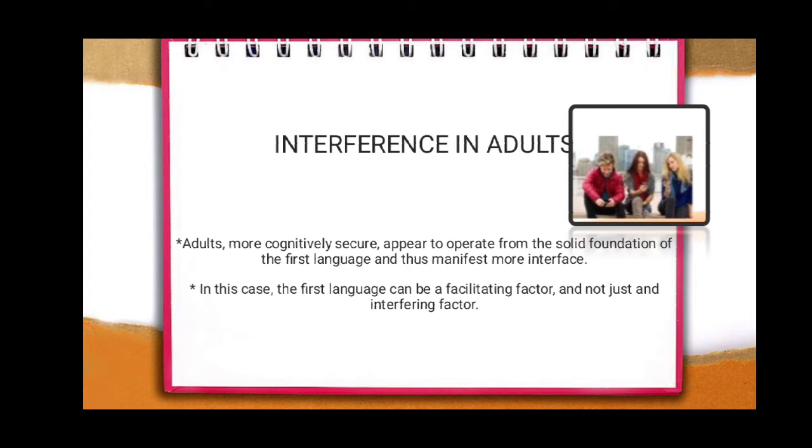But it was pointed out earlier that adults do manifest errors not unlike some of the errors children make. The result of creative construction of the second language, an attempt to discover its rules apart from the rules of the first language.